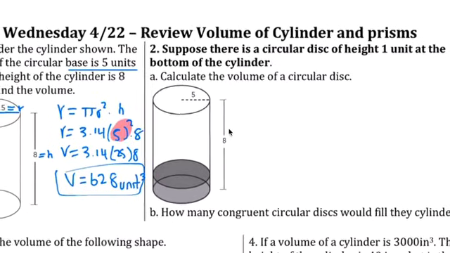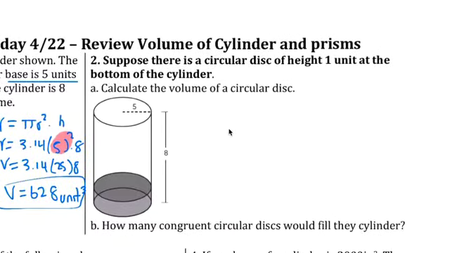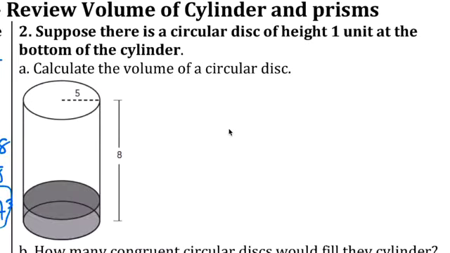Okay, calculate the volume of a singular disk. That's 2a. Suppose each singular disk has a height of 1 inch. So this is 1 inch, 1 unit at the bottom of the cylinder. Calculate the volume of the cylinder disk. So we need to find the volume of that. So that is 5, and that is 1, because it says 1 unit here. So we find the volume of that disk.